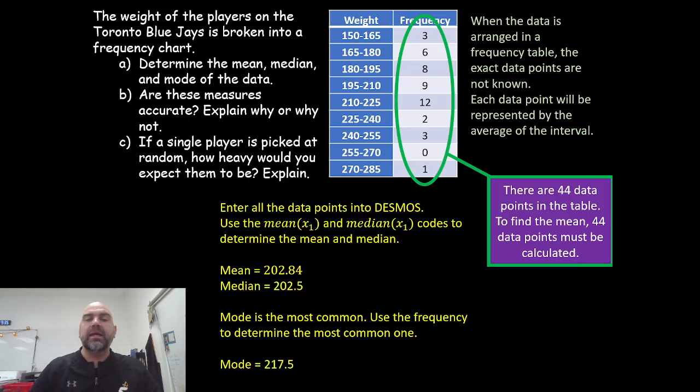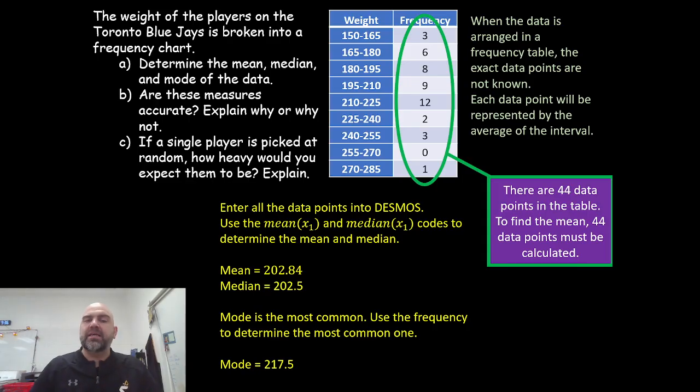Now it's important to realize, so that's the A piece of it. B, are these measures accurate? Why or why not? They're not accurate. They could be close, and I've looked at other data sets where it's close, but it's not going to be accurate because we don't know the exact data points. So that's just something that we have to realize when we're going through it.